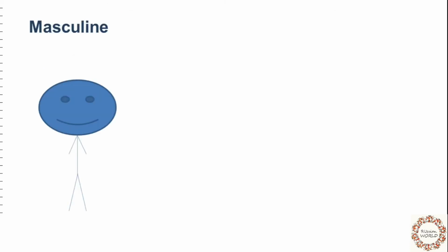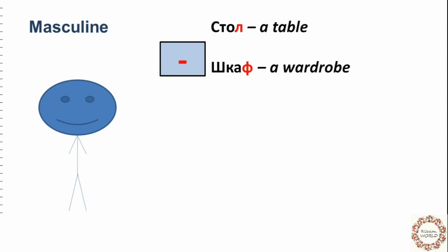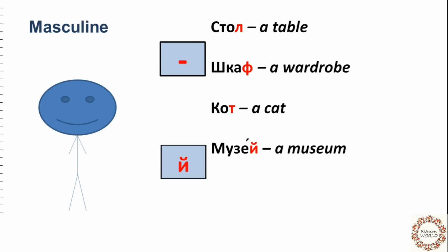Masculine nouns end with consonants. For example, стол, шкаф, кот. Also, masculine nouns end with letter Й. For example, музей, герой.